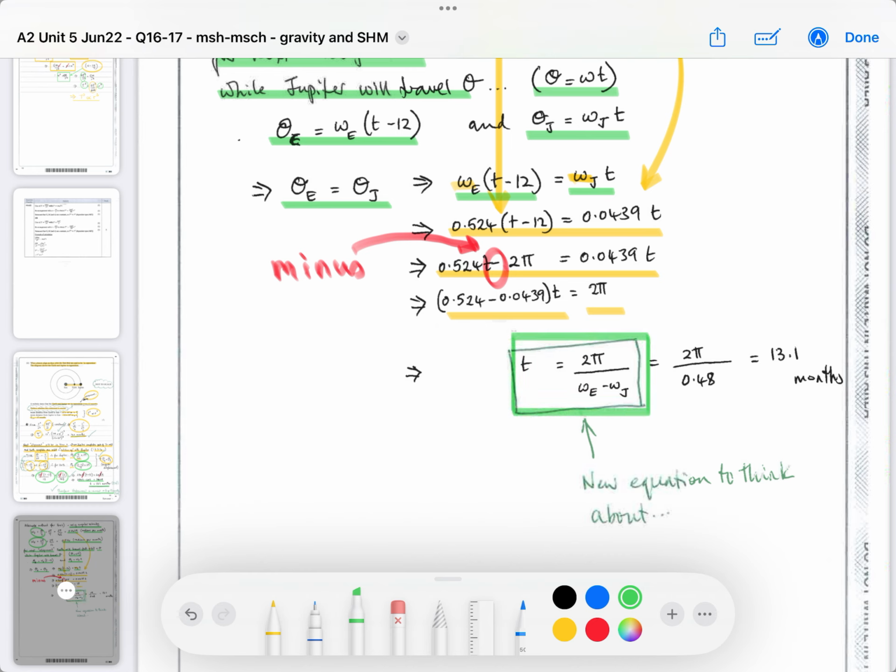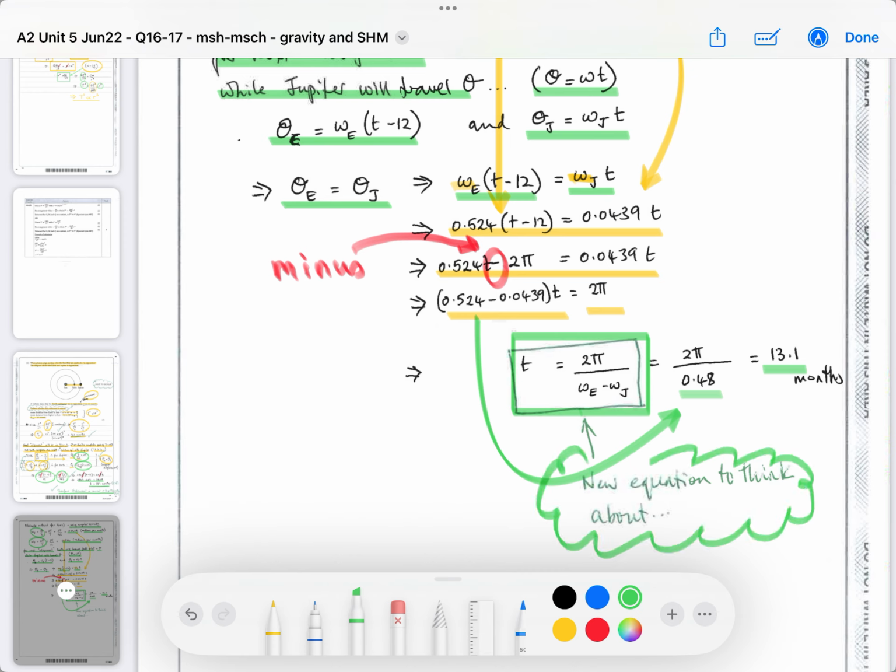And that should be generally true when you're trying to see if one faster planet, orbit-wise, can catch up with the slower planet in terms of angular velocity. This should give you the time each time you do it. So it'll be 2π divided by the difference between the angular velocities, which is 0.48, which is basically what this is, 0.48. And if you do that, you'll see that it takes 13.1 months for the Earth to catch up with Jupiter again. So this is a nice new equation for you to think about.